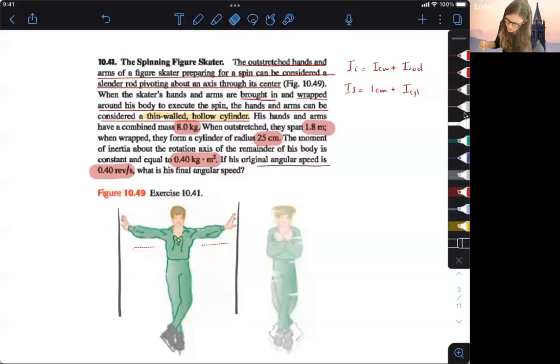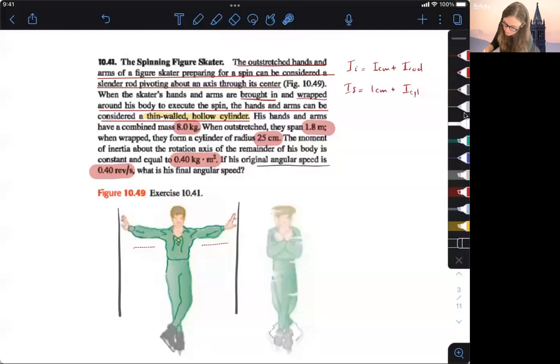brings his arms in. So in the initial case for the mass moment of inertia, according to this problem, the outstretched arms, we measure it as a slender rod with an axis here. So we have the mass moment of inertia for the person, and then we have an additional mass moment of inertia of the arms, just this rod, basically making a T shape here, okay? So the initial is I_CM plus I_rod, okay?